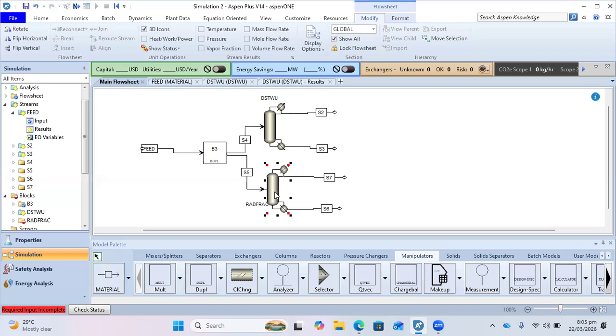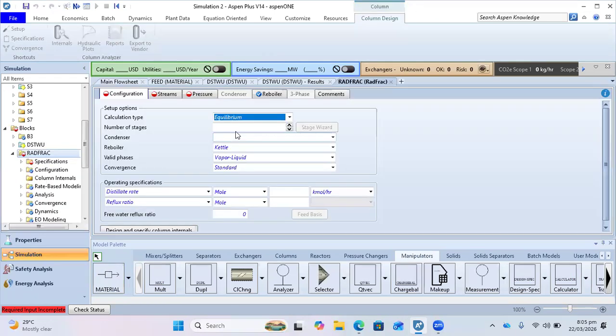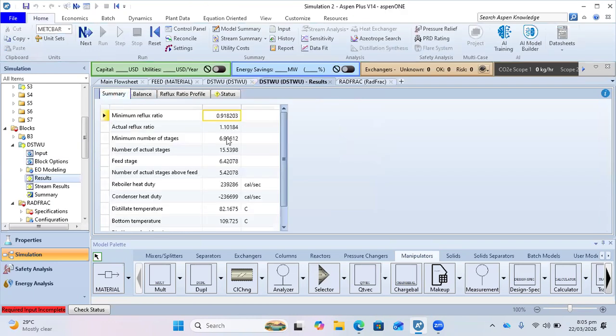Now, this is what we are going to see. The first thing we need is the number of stages. So once again, the DSTWU gave us some results that we can use to start working with the RadFrac. So we'll go back to the DSTWU results. And if we check it, how many stages were mentioned to us? So the number of stages, not the minimum, but the actual, it was 15.5, right? So we'll have to round it up to the nearest whole number. So we'll use 16 because you can't have 0.5 stages. You have to use 16 stages. So we'll come here and put in 16 for the number of stages.